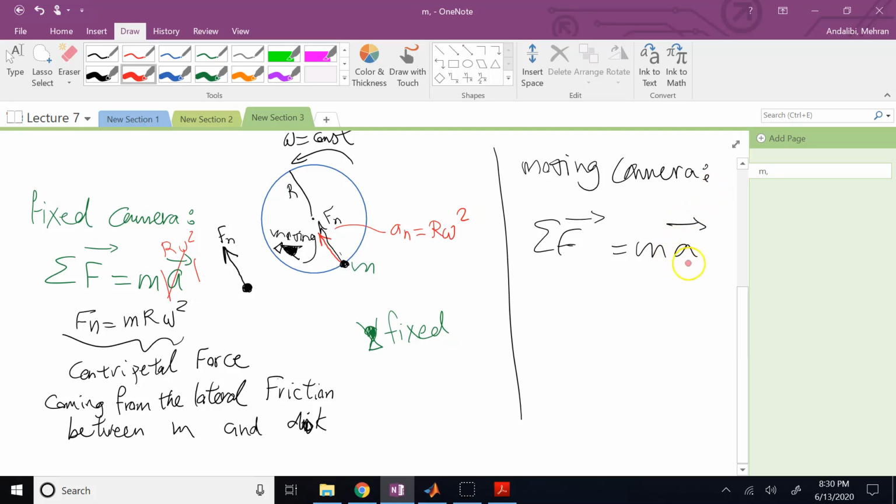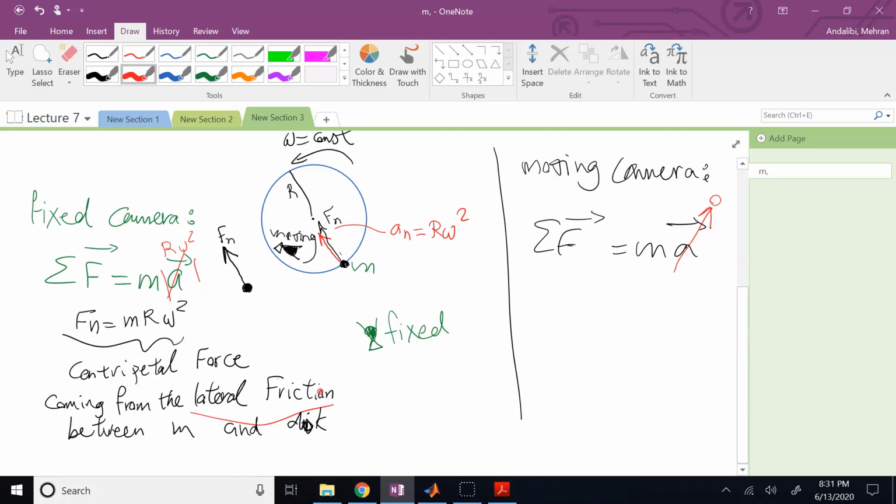So for the camera, for this moving camera, this guy is 0. Therefore, there should be what? No force acting on the particle because it doesn't have acceleration. But we know there is. We know there is this lateral friction.